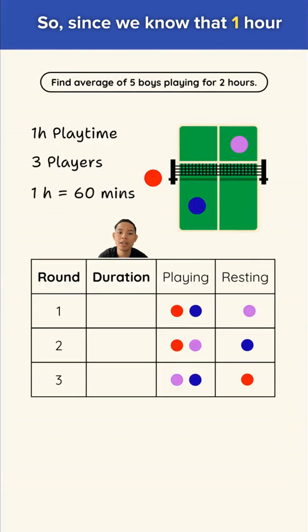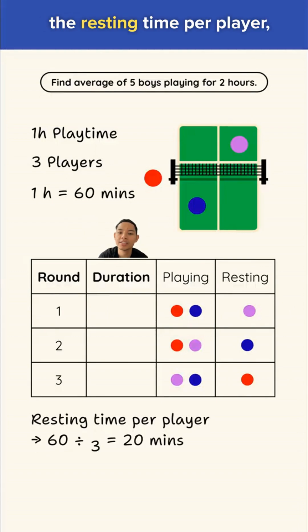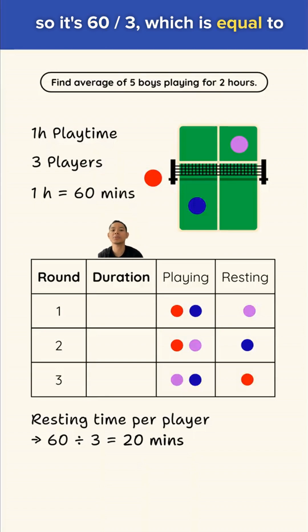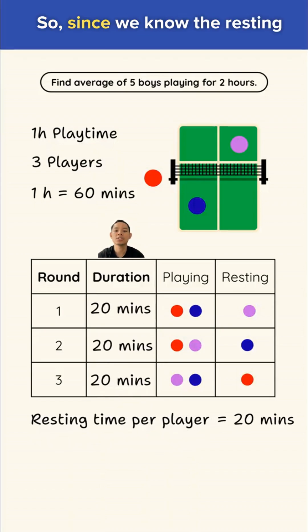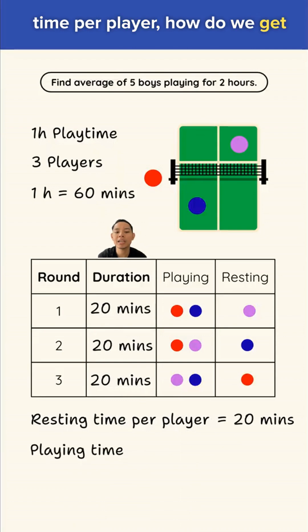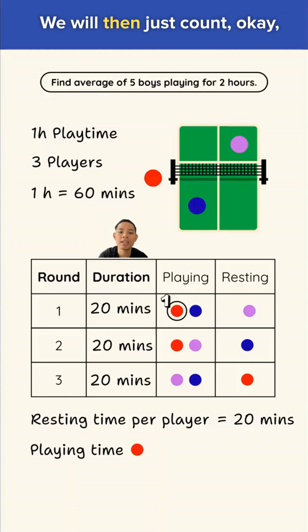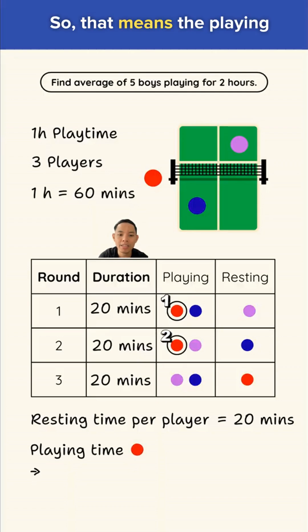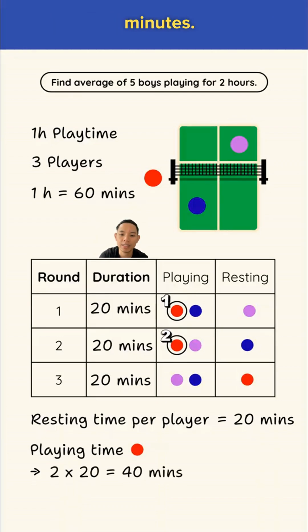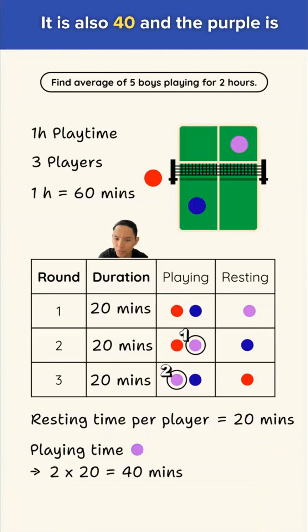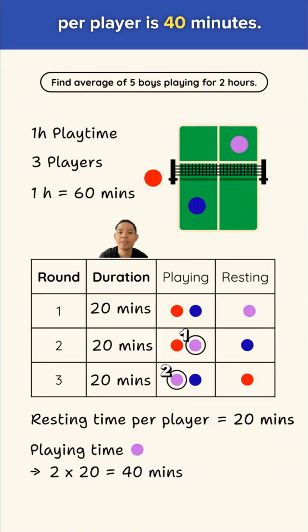Since 1 hour is 60 minutes, we can get the resting time per player. Since there are 3 rounds, it's 60 divided by 3, which is equal to 20 minutes. Since we know the resting time per player, how do we get the playing time? If you just count, round one, round two, 20 minutes each, and who is playing, for example red, we count one, two. So the playing time for the red player is 40 minutes. What about the blue? It is also 40, and the purple is also 40. So the playing time on average per player is 40 minutes.